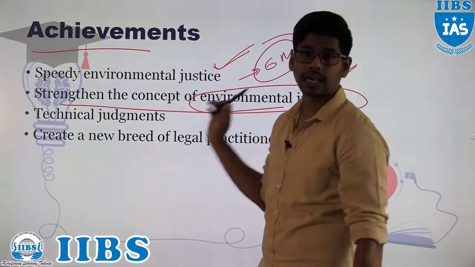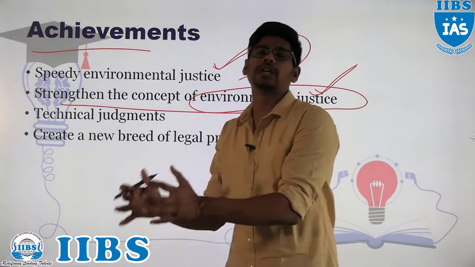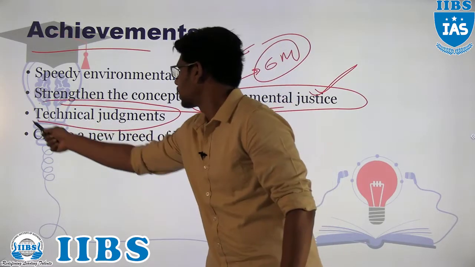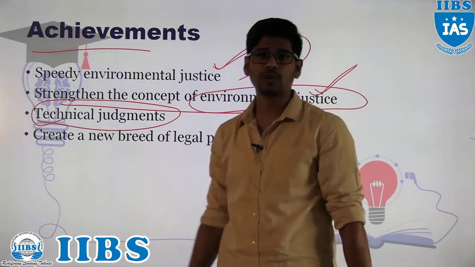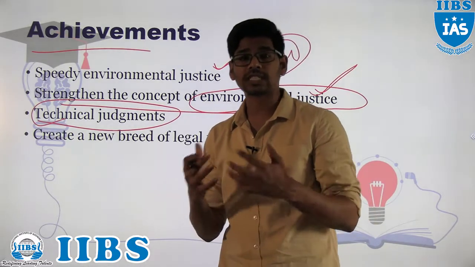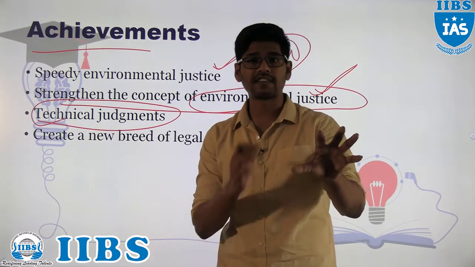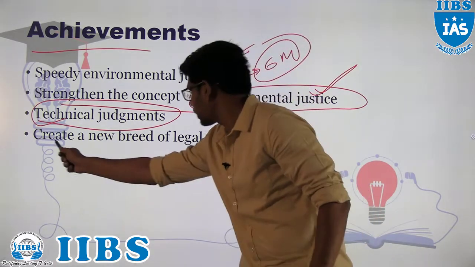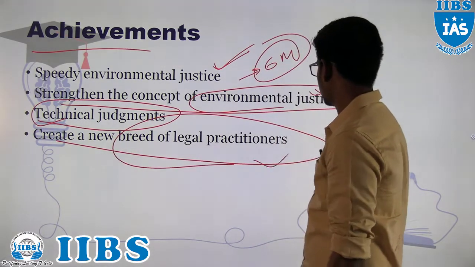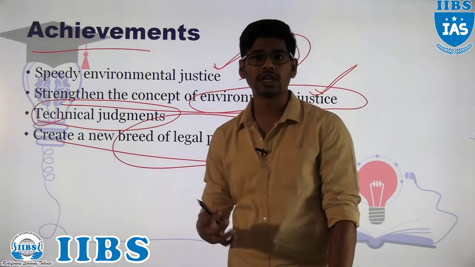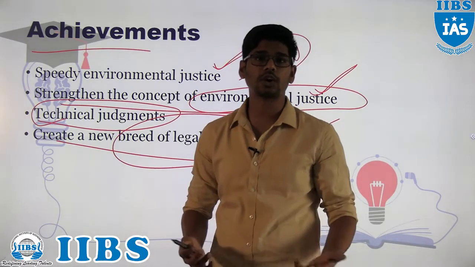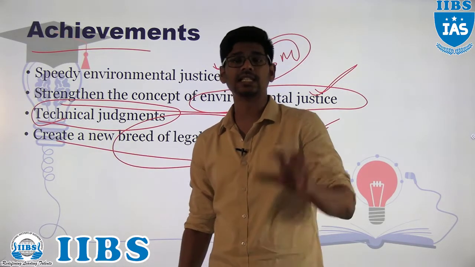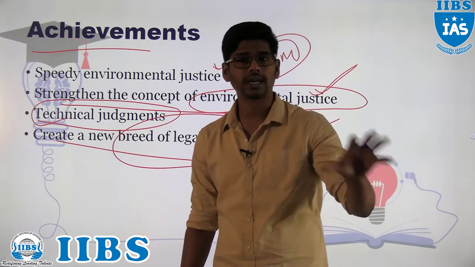Environmental justice can be strengthened by establishing a separate statutory and quasi-judicial body like the National Green Tribunal, and technical judgments, right? Because of the National Green Tribunal, we know what procedure has to be followed and what the scientific methods are to assess environmental damage. All this has come forth only after the establishment of the National Green Tribunal, which also created a new breed of legal practitioners, right? Now we have lawyers who are experts in environmental laws. Previously they were not there. Now, because of a separate body, we have specific lawyers who deal only with environmental damage related cases.